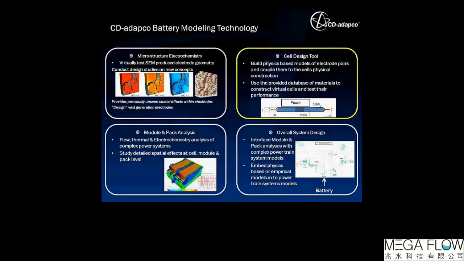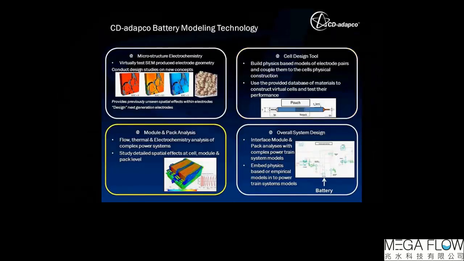Then we have a tool to move on to the next scale, which is the cell level, where we have our cell design tool, namely Battery Design Studio, in which we can design the entire components of a battery cell of any shape. They can be pouch, cylindrical, or prismatic cells. And then we can couple this to a performance model, and the performance model can either be physics-based or an equivalent circuit model.